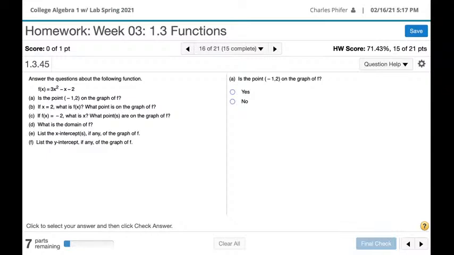I like to do grid paper. So again, this comes from week 3, section 1.3 functions. This is question number 16 from this assignment, and this comes from section 1.3, question 45. We're given this function, and I'm just taking notes before we hop over to the tablet. I know you can't see it right now. f of x is 3x squared minus x minus 2.